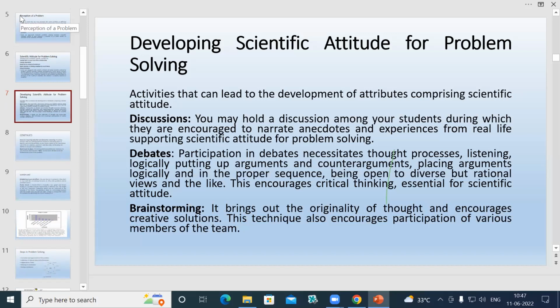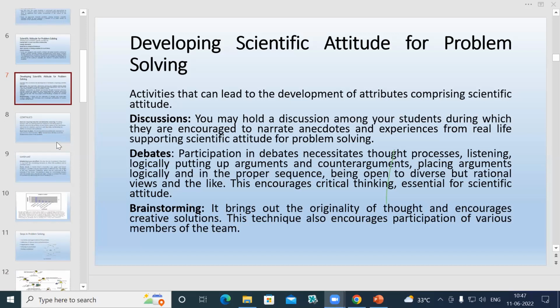The first work is that you develop the scientific attitude among the students for problem solving, because it is itself scientific in nature. Then debates. You can arrange debates in your classroom, listening logically, putting up arguments and then counter arguments. Mixed methods are also used, like the cooperative learning strategy in your debates, being open to diverse but rational views. So this encourages critical thinking, which is essential for developing the scientific attitude.